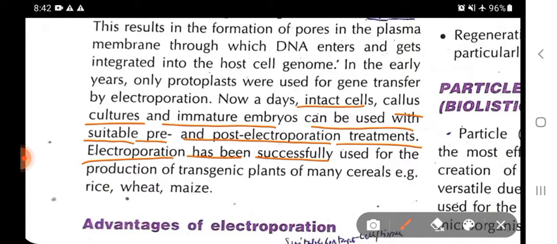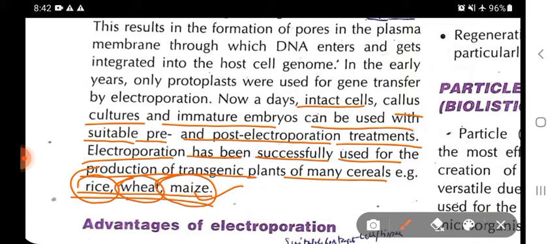Electroporation has been successfully used for the production of transgenic plants of many cereals like rice, wheat, and maize. So, with the help of this electroporation technique, we introduce our desirable gene into the cells of rice, wheat, and maize, and that gene has been properly expressed in those cells, which are further generated into a whole new plant. So that's a good thing.